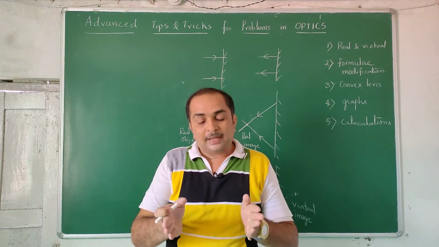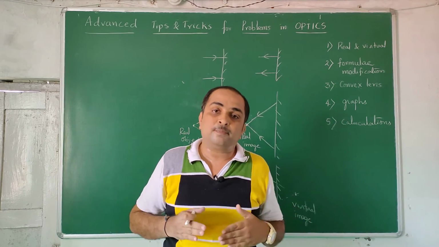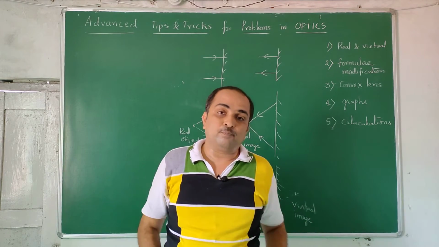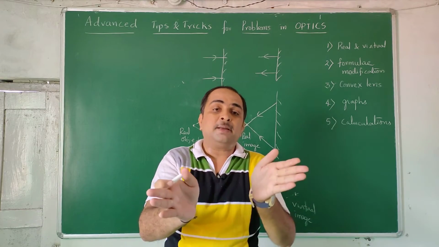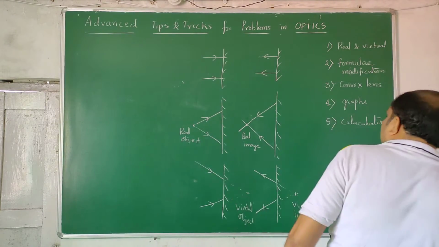So incoming rays can be parallel, outgoing rays can be parallel. Incoming rays can be converging, outgoing rays can be converging. Incoming rays can be diverging, outgoing rays can be diverging. So you may have a doubt when all these things are possible.